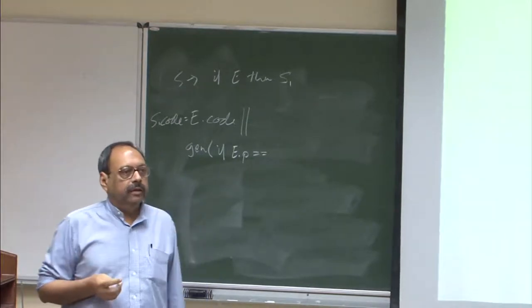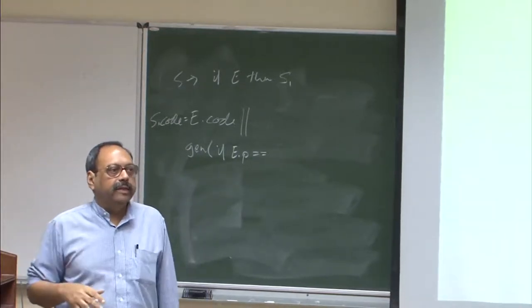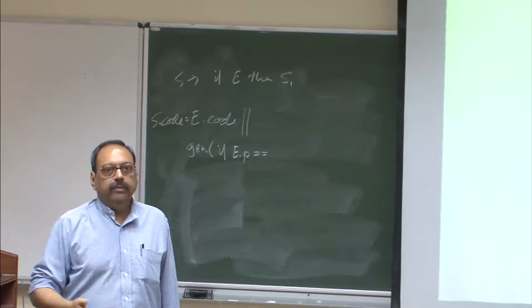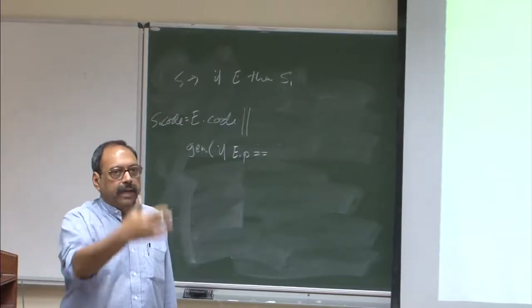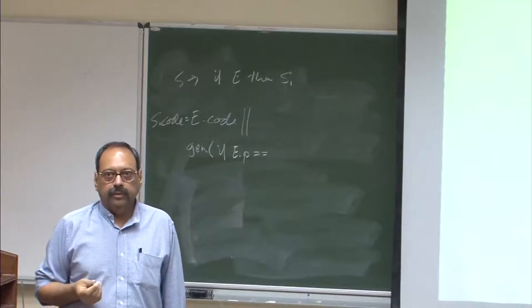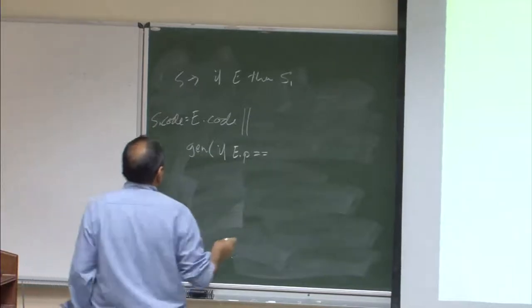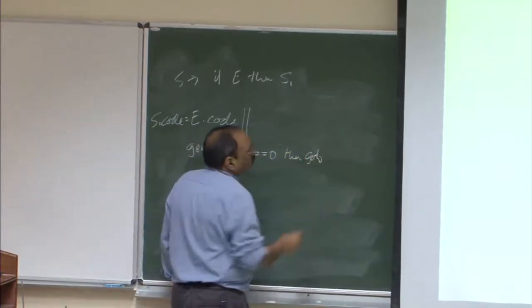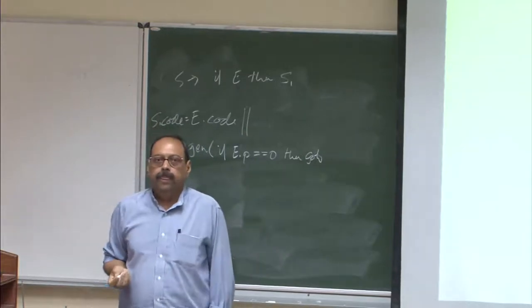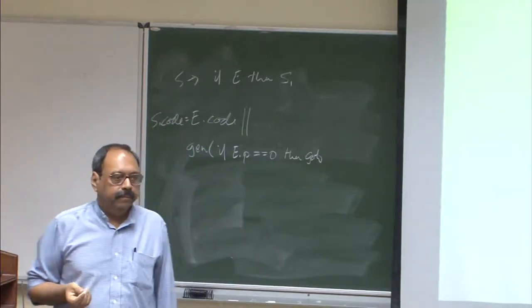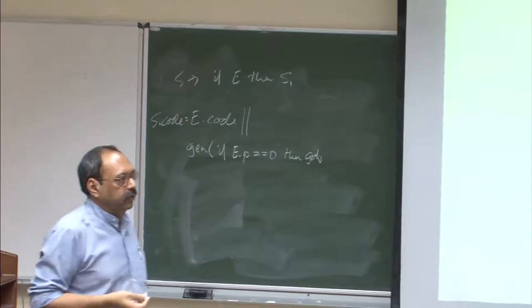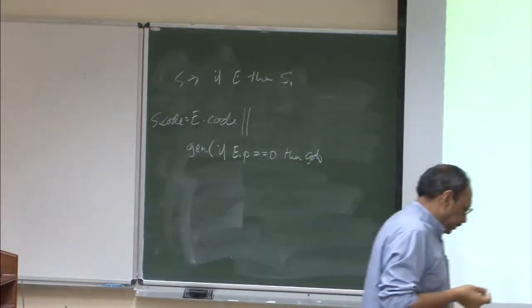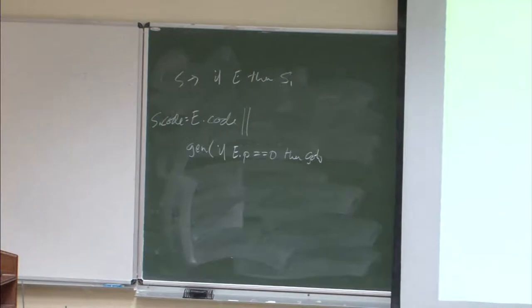Then code for S1. So can I do it the other way around and say that if this is false, then jump to some label? If this is true, then it will just fall through and execute the code of S1. Right? So if this is false, then go to, and where do I go? After S1. And what is that after S1? I need to have an address, I need to have a label where I can jump.